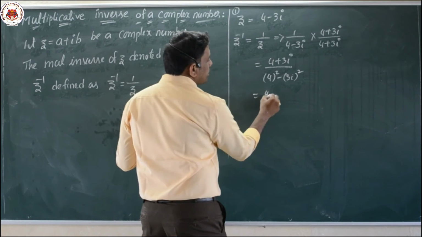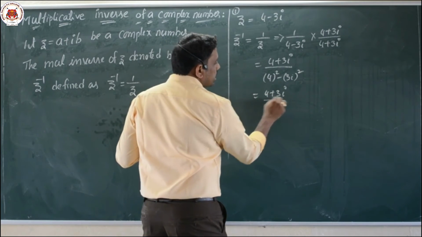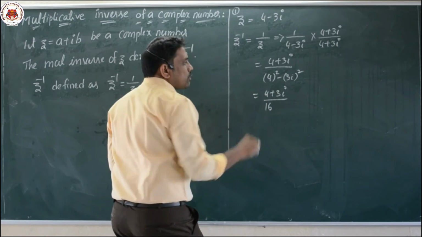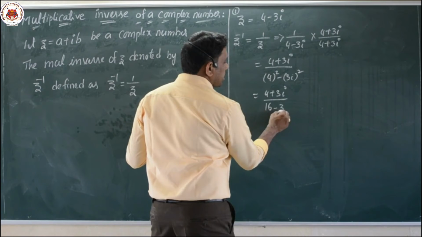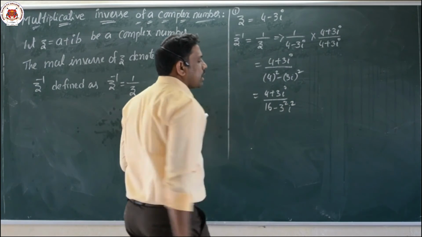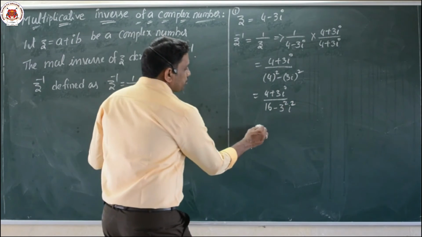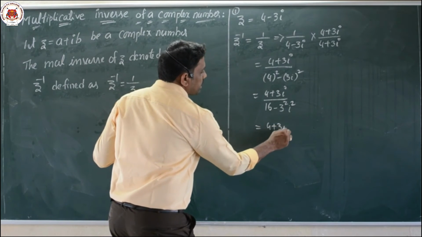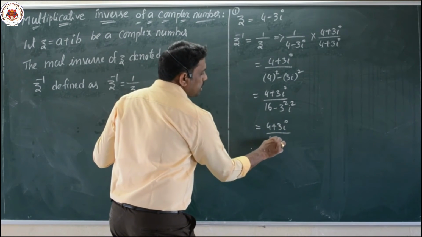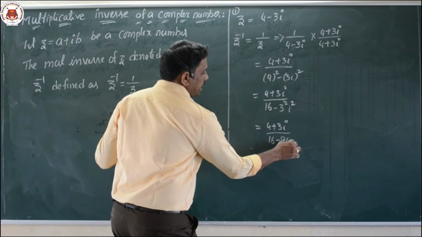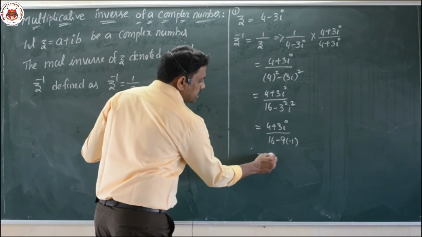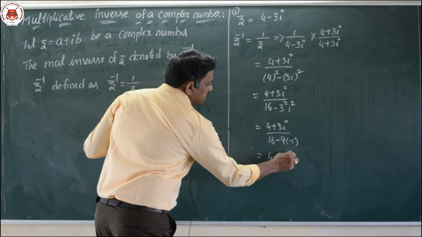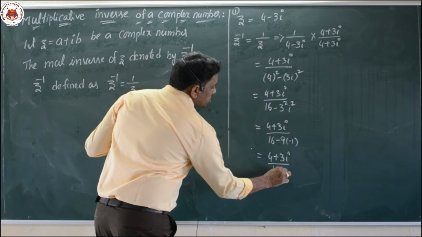So a minus b into a plus b, the formula is a square minus b square. So we can write 4 plus 3i. Here 4 square value, 4 fours are 16, and here 2 terms are there, this square is there, write it separate, 3 square and i square. So the value is 4 plus 3i by 16 minus 3 square value is 9, i square value is minus 1. Minus into minus is plus. So 4 plus 3i by 16 plus 9.